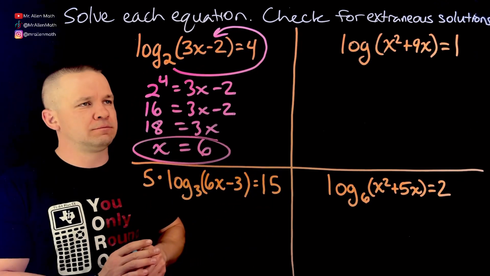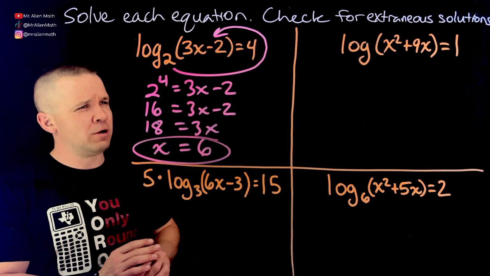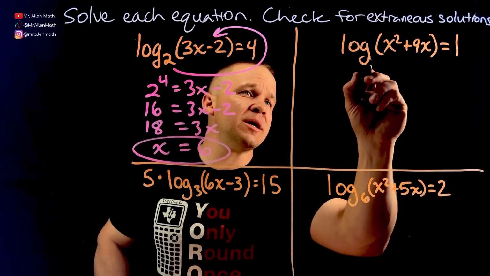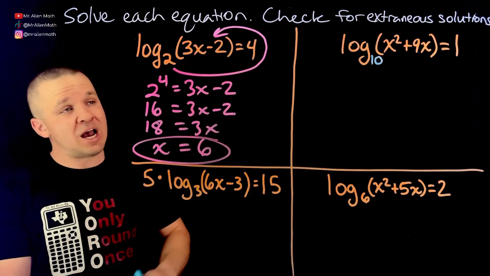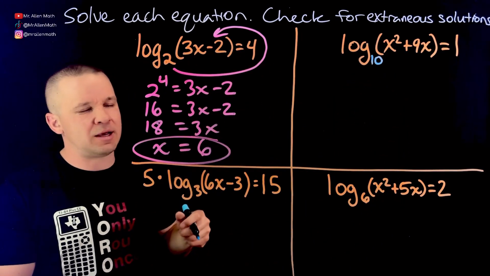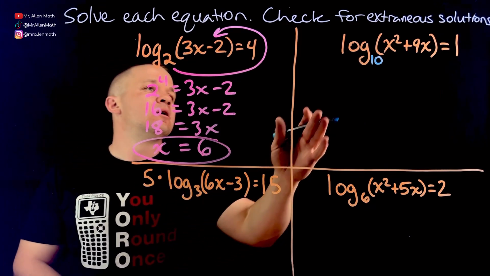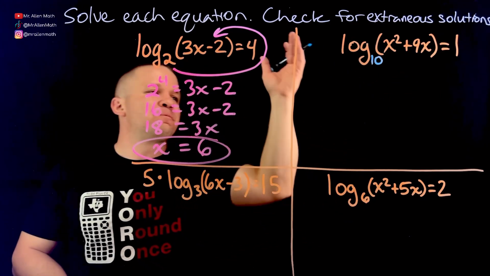I got log, no base. Weird. I'm all about that base. It's log base 10 when it's not written. Okay, if there's no base there, it's log base 10. Fun fact. Write that down. Of x squared plus 9x equals 1.